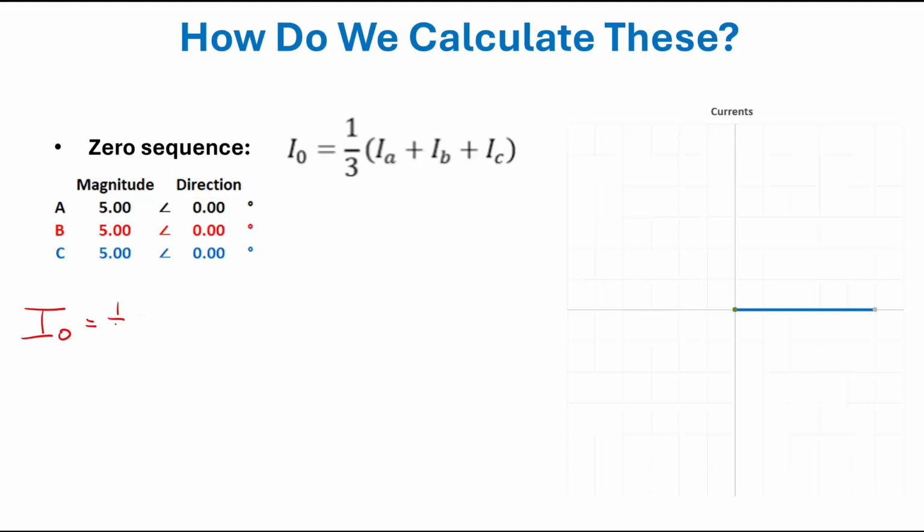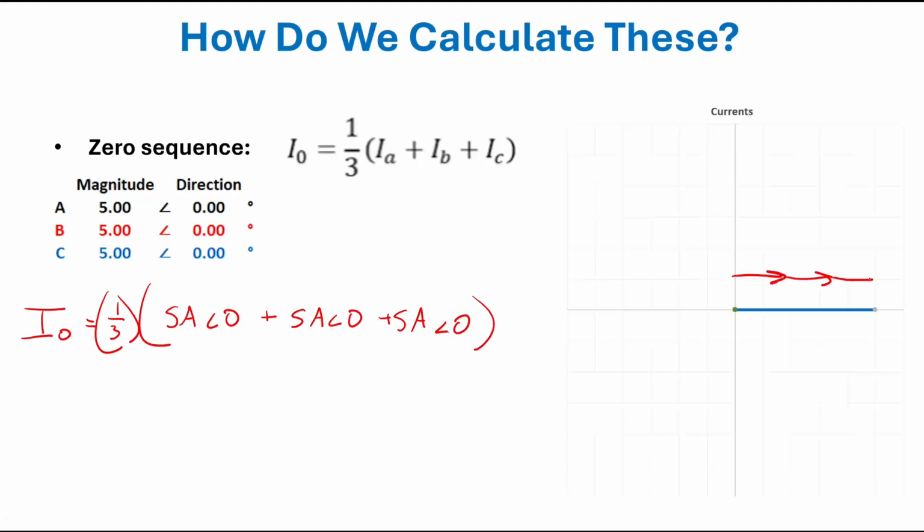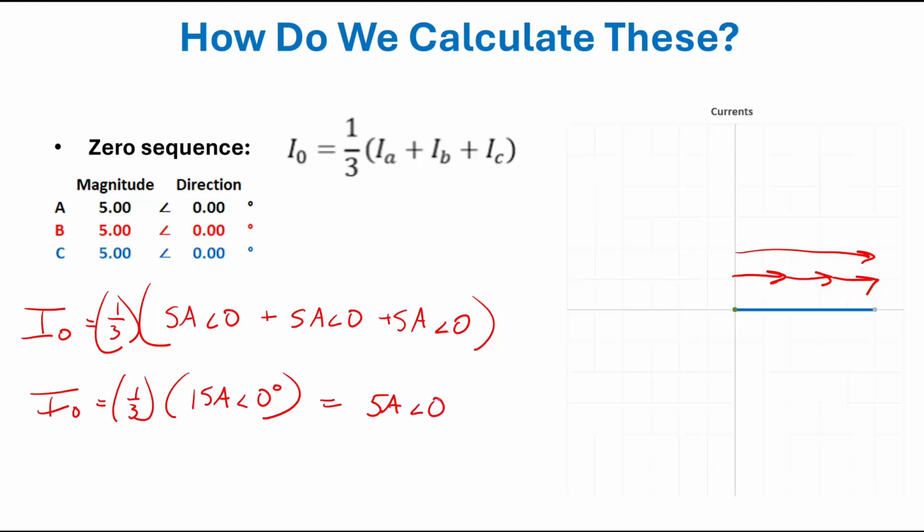I0 equals 1/3, and this third is really going to matter here. And it's going to be 5 amps at an angle of 0 plus 5 amps at an angle of 0 plus 5 amps at an angle of 0. And if you look at that, that really just means it's 5 amps, 5 amps, 5 amps, which is a total of 15 amps, right? You can just stack them up. So it's I0 equals 1/3 times 15 amps at an angle of 0 degrees. And 1/3 of 15 is equal to 5 amps at an angle of 0 degrees. And that's our final I0.